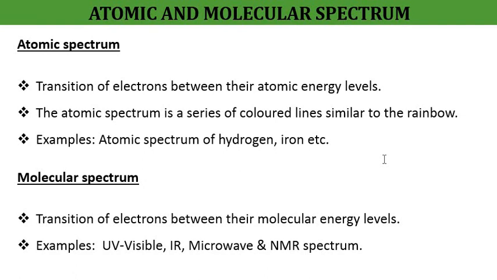Atomic and molecular spectrum. In atomic spectrum, the transition of electrons between their atomic energy levels occurs. The atomic spectrum is a series of colored lines similar to the rainbow. The main examples are atomic spectrum of hydrogen, iron, etc. Molecular spectrum. In molecular spectrum, the transition of electrons between their molecular energy levels occurs. The main examples are UV visible, IR, microwave and NMR spectrum.